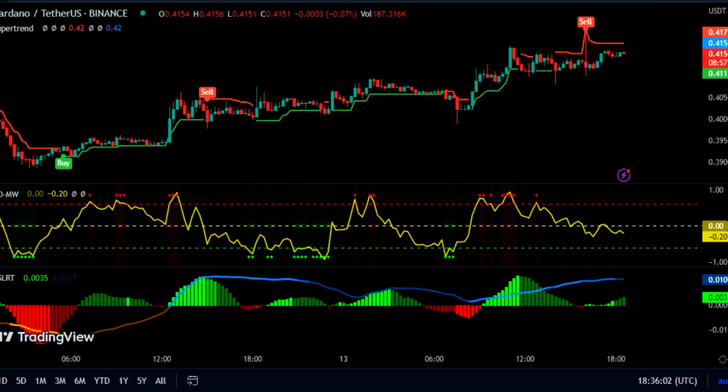The first condition for taking a buy position is that the VSL indicator plot line is above the zero line, and then the projection oscillator enters the oversold zone.